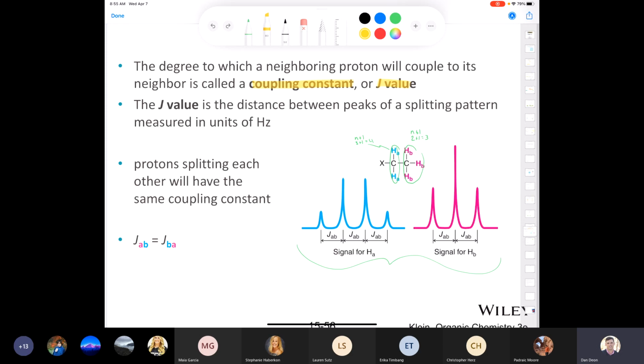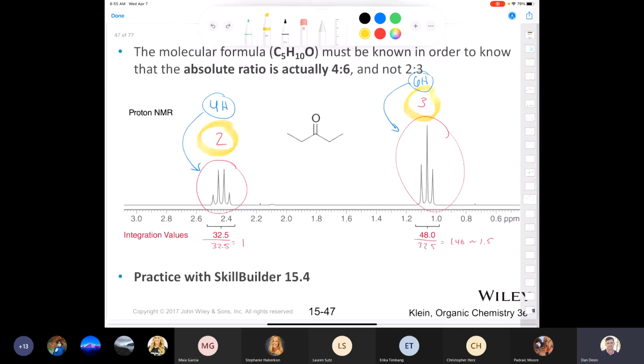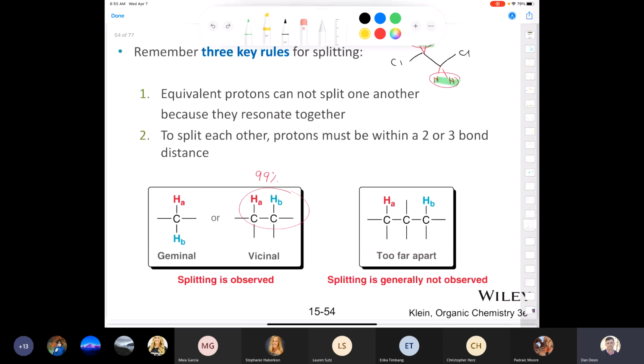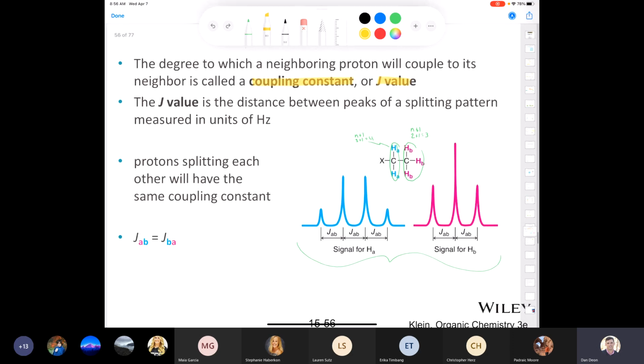All you really need to know is that they're going to have the same distance between their peaks. Well, there is more significance, I should say, to the coupling constant. And way back in last lecture, I told you that the higher the operating frequency of your instrument, the more expensive it is, right? They cost more money.